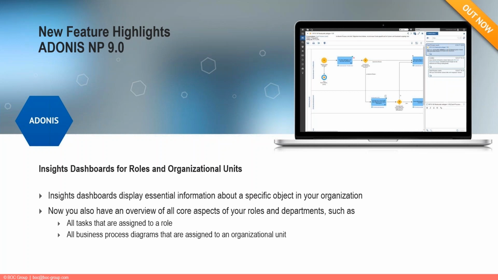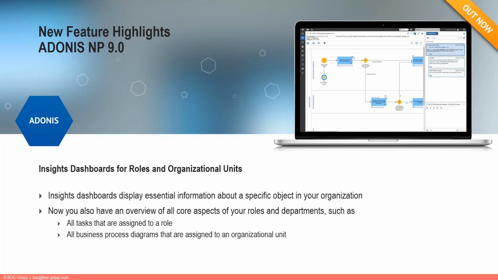So in the latest release of ADONIS, the new Insights dashboard for roles and departments, or in this case, organizational units, will give your readers access to the essential information surrounding these two objects. For example, from the Insights dashboard of a role object, readers will be able to see all the tasks that are assigned to a given role. And maybe from the point of view of optimization, the benefit there is that having that overview may help users find and eliminate redundant tasks that might be assigned to the same role. That's going to help that individual in that role become more efficient in their daily work.